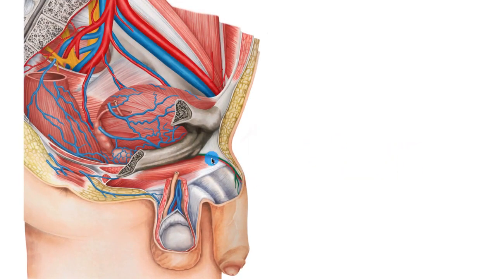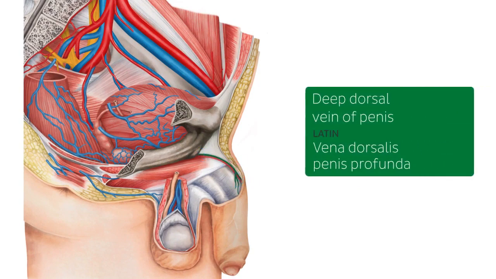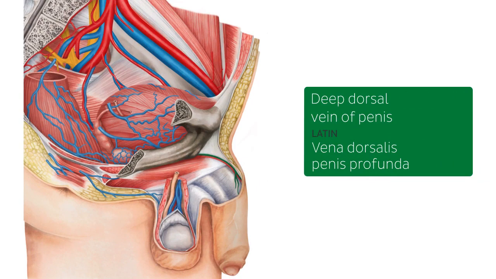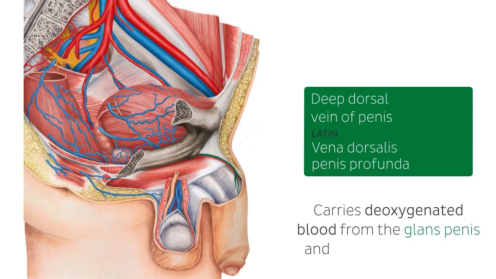Notice this vein here. This is known as the deep dorsal vein of the penis. Now, the deep dorsal vein of the penis is located between the deep fascia of the penis and the tunica albuginea. It carries deoxygenated blood from the glans penis and corpus cavernosum and communicates with the internal pudendal vein. Finally, it will join with the prostatic venous plexus.